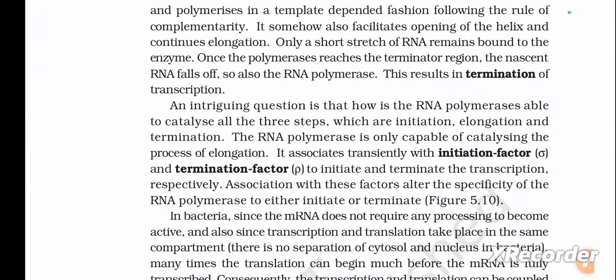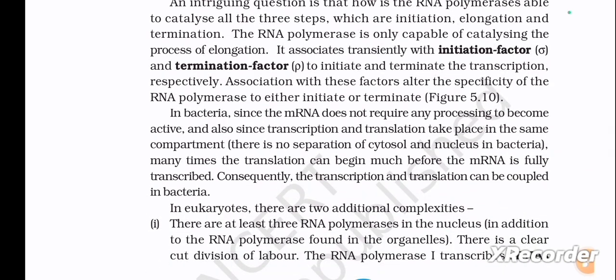An intriguing question is how the RNA polymerase is able to catalyze all three steps, which are initiation, elongation, and termination. The RNA polymerase is only capable of catalyzing the process of elongation. It associates transiently with an initiation factor and a termination factor to initiate and terminate the transcription respectively. Association with these factors alters the specificity of the RNA polymerase to either initiate or terminate, figure 5.1.